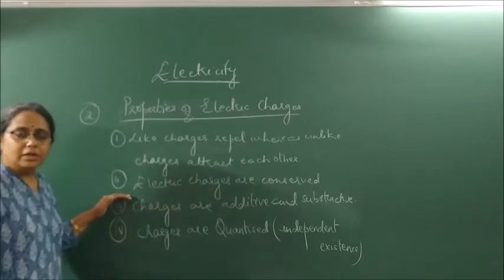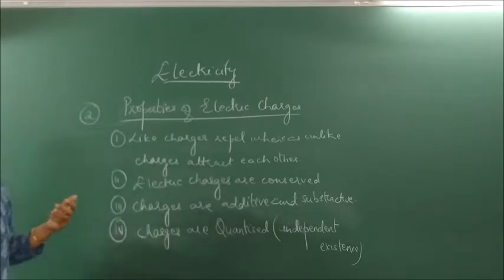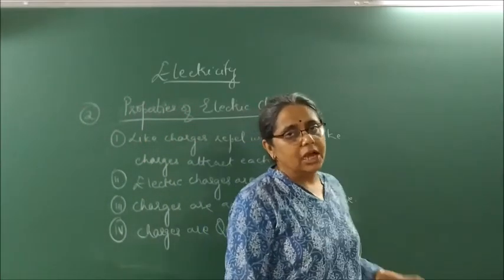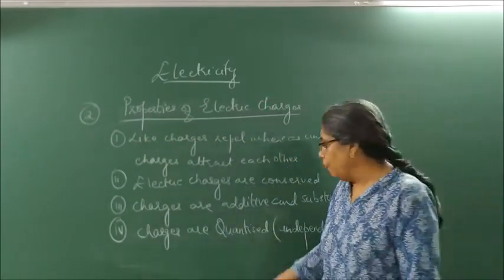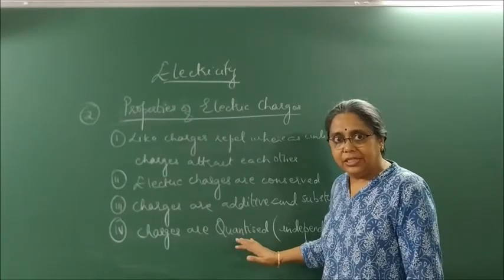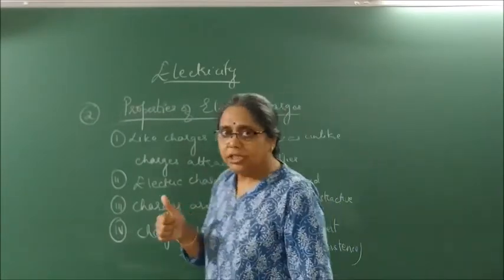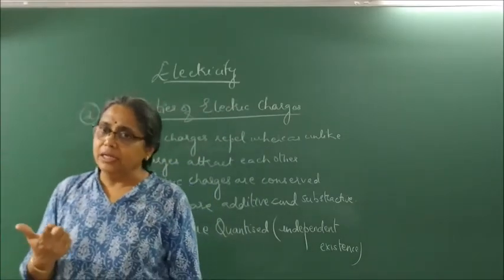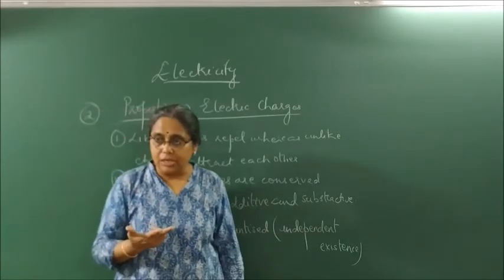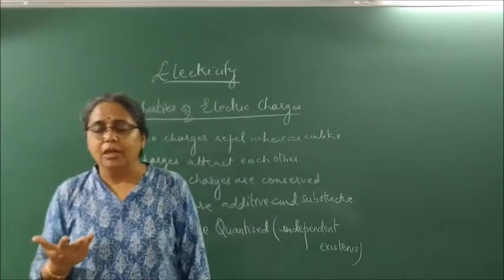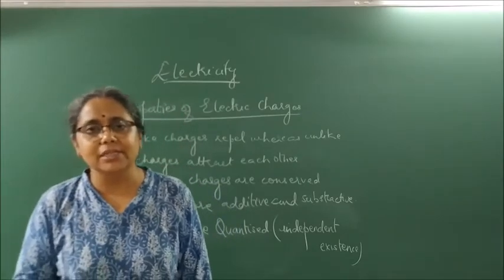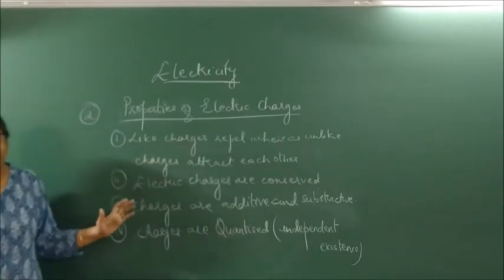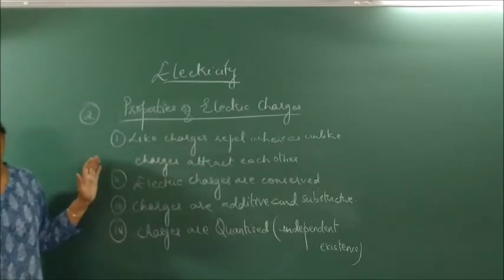Electric charges are conserved. That means they can neither be created nor destroyed. Charges can be added or subtracted, and charges are quantized. That means they are capable of what existence? Independent existence. Once again, like charges repel, unlike charges attract. Charges can be added and subtracted. Charges are conserved and charges are quantized. Quantized means they are capable of what existence? Independent existence. So these are the properties of charges. The SI unit of charge is coulombs.